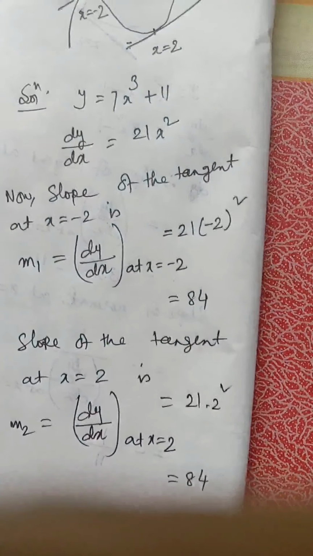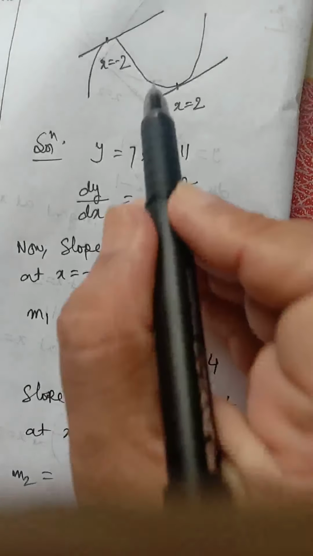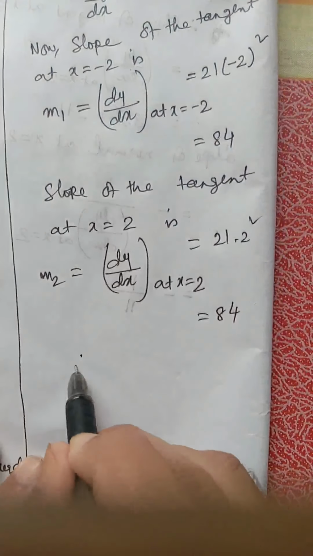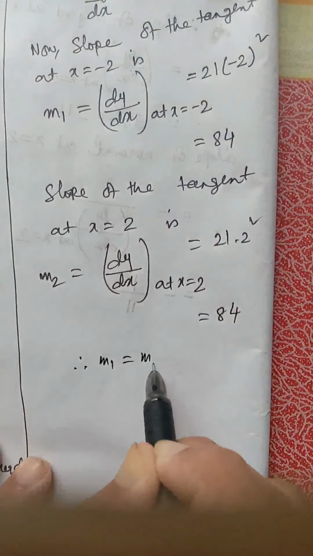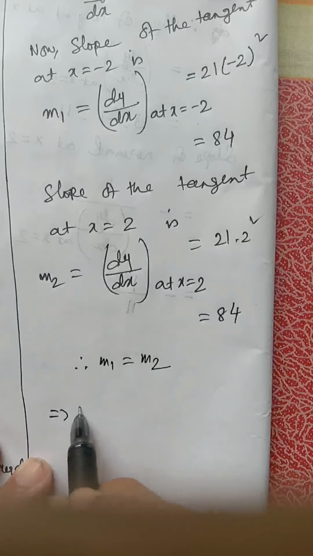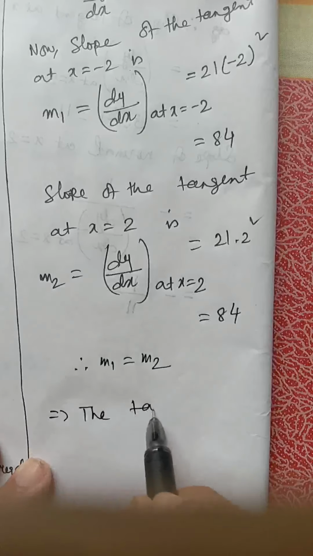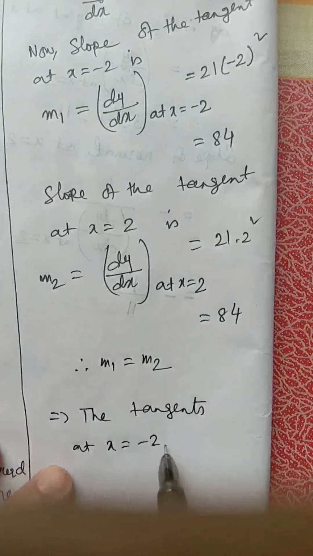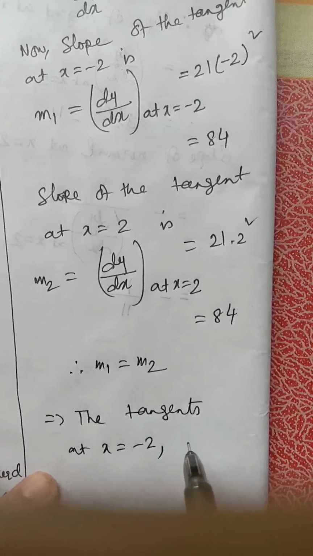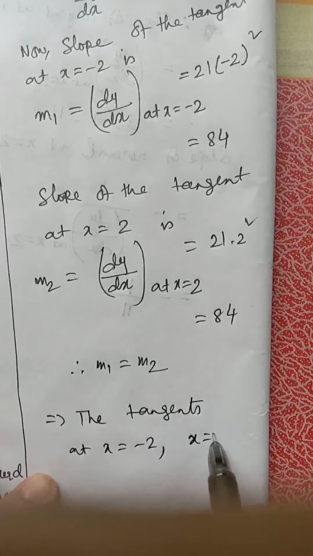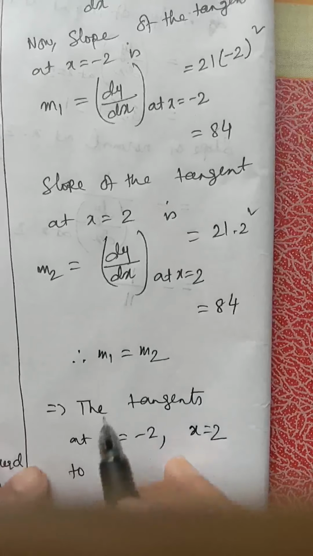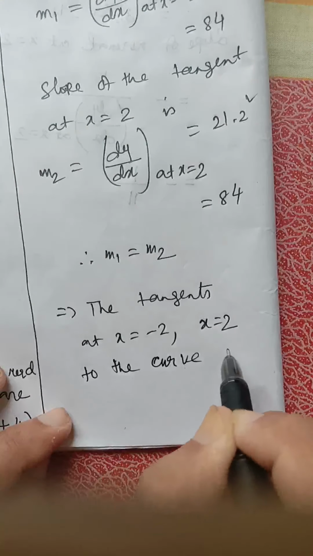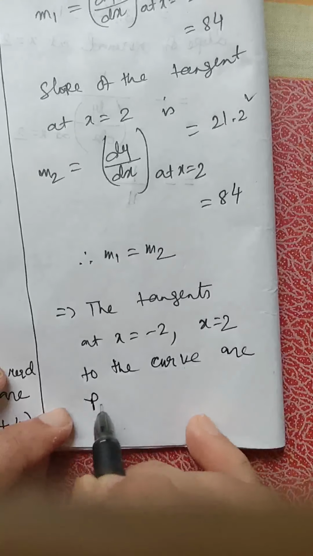Now you can see the slopes are equal. The slopes of this tangent, m1 and m2, are equal. Therefore, m1 is equal to m2. This implies that the tangents to the curve at x equal to minus 2 and at x equal to 2 are parallel.